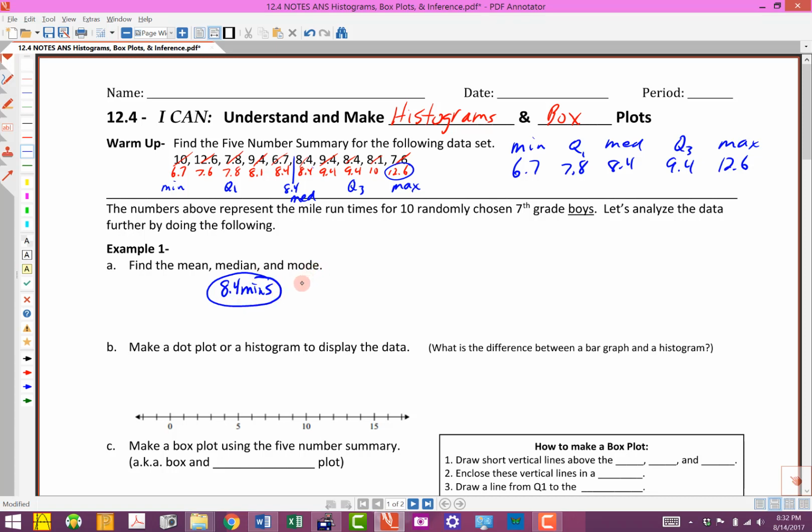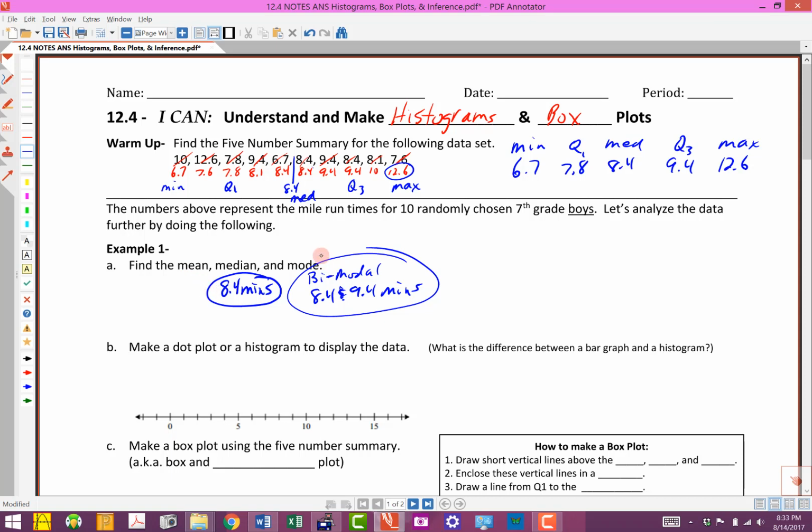The mode also is pretty easy because we look through here and we notice that, well, there's an 8.4 that occurs twice and a 9.4 that occurs twice. So the mode, we call this bimodal. There are 2 modes. 8.4 and 9.4 minutes. Okay, so we've got that taken care of, and then we've got to find the mean. And for the mean, we've got to add all of these up.